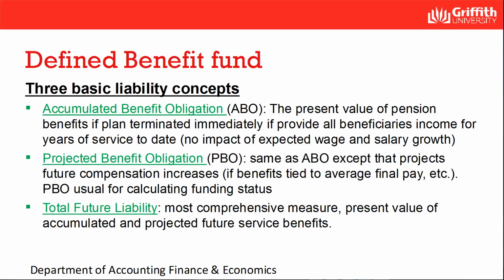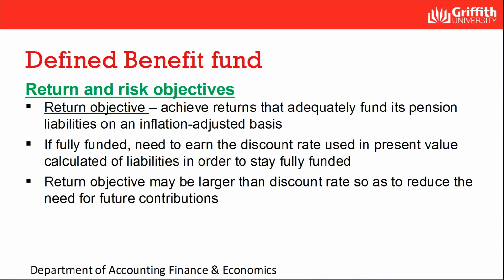As always, when talking about managing a pool of funds, we talk about the return and risk objectives. The return objective is to achieve returns that adequately fund its pension liabilities on an inflation-adjusted basis. If fully funded, the need is to earn the discount rate used in the present value calculation of liabilities in order to stay fully funded. The return objective may be larger than the discount rate, so as to reduce the need for future contributions.